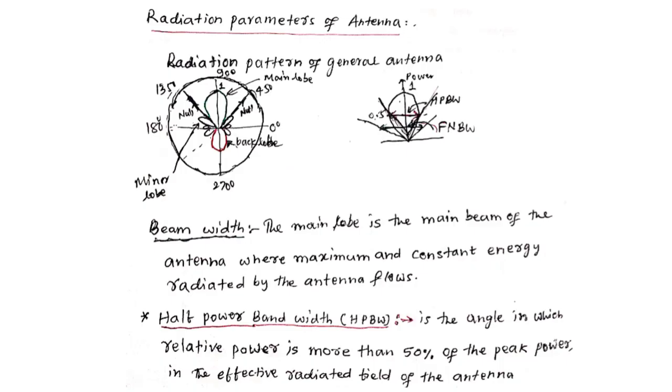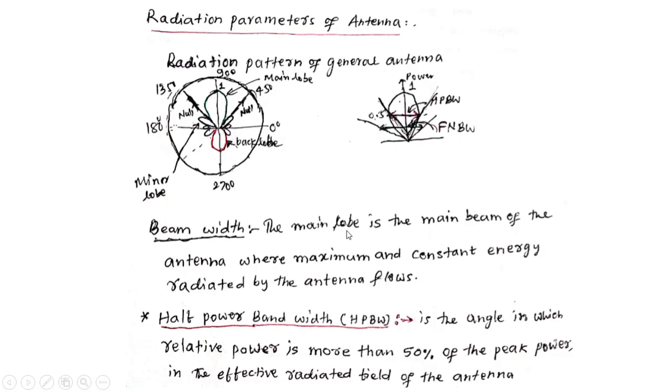So next, radiation parameters of antenna. Radiation pattern of a general antenna is obtained in the polar graph. In the diagram, this is the main lobe, these are side lobes, and these are the back lobes here.